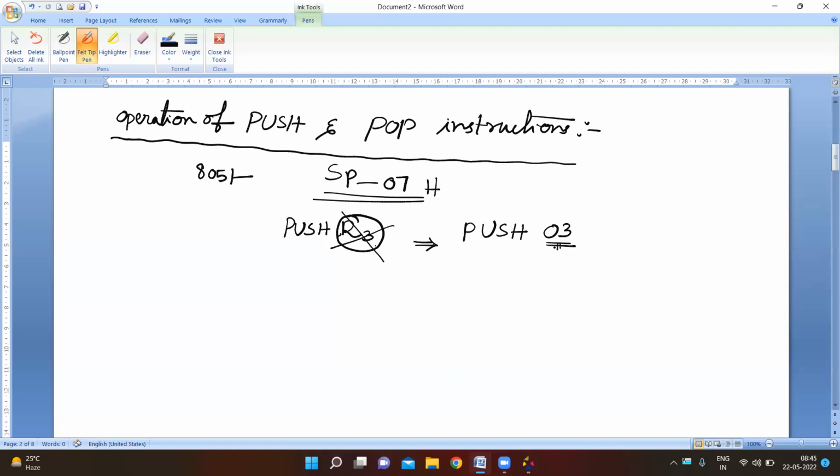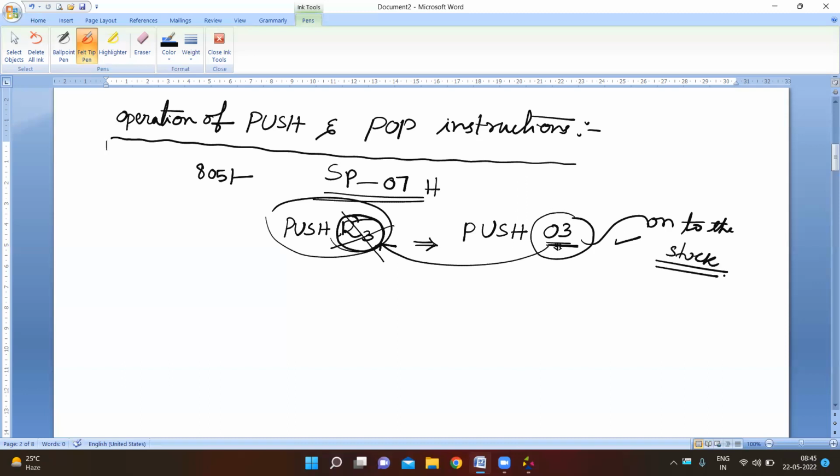The address is directly mentioned in the instruction itself. Now this 03 indicates R3, the 03 location. What is the 03 location? The name is R3. So this instruction is invalid, but this instruction is valid. But both perform the same function only. So register addressing is not valid on push and pop instructions. Rather, direct addressing is valid. So push 3 indicates the contents of the R3 register will be pushed onto the stack.